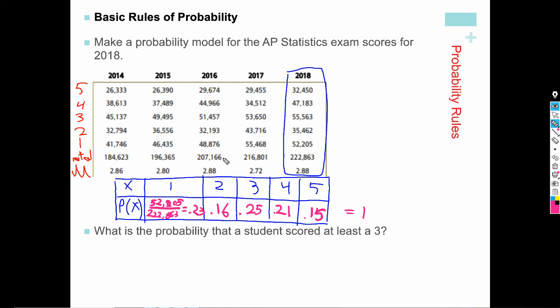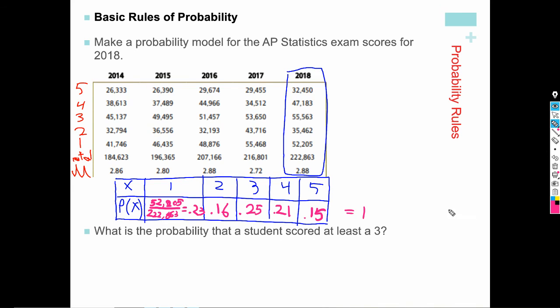Now, if you're rounding these numbers, then it might be a little bit off. So you might get like 1.01 or 1.02 or 0.99. If you do that, no big deal. That might just be a rounding thing. If you're getting like 1.5 or 0.7, that's when you know something's off. These should add up to 1 or 1 with a little bit of a rounding error.